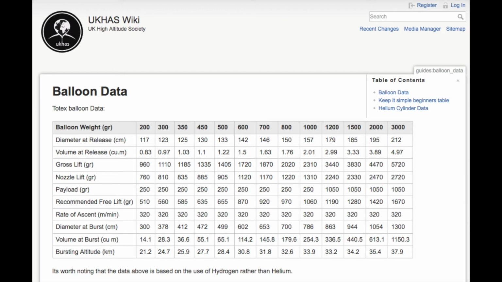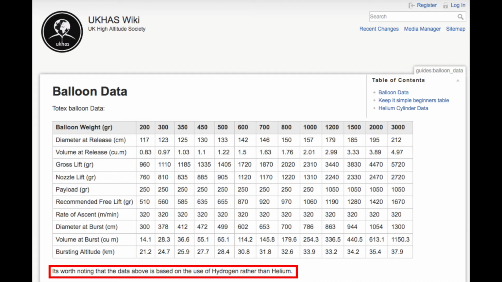Let's take a look at some sample data from the UK High Altitude Society website and use a 600-gram balloon as an example. These values were generated using hydrogen, not helium, but they give a good indication of the difference in a balloon between launch and the time it bursts.